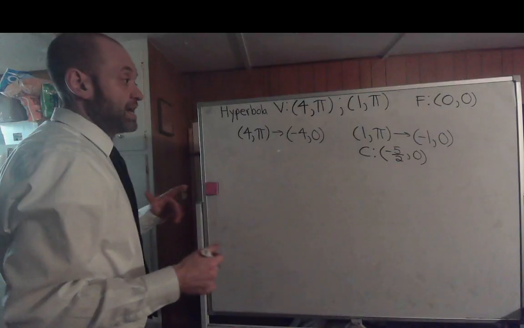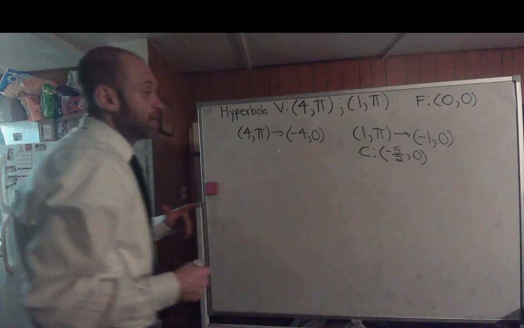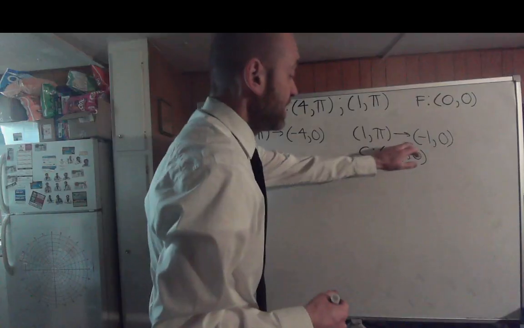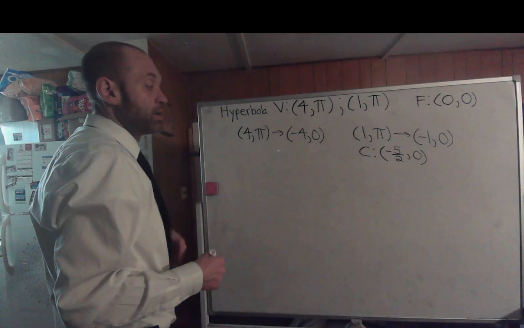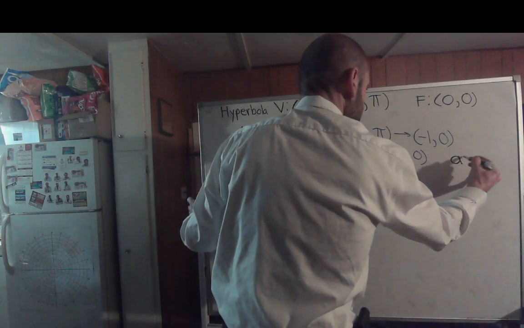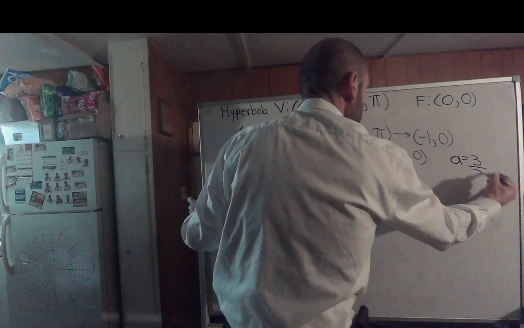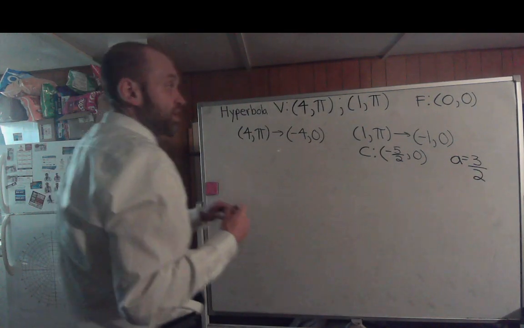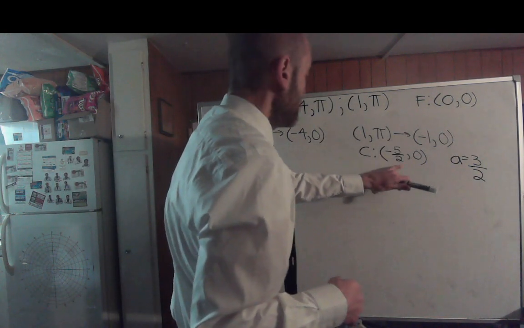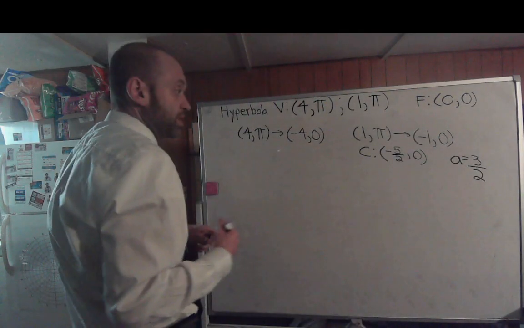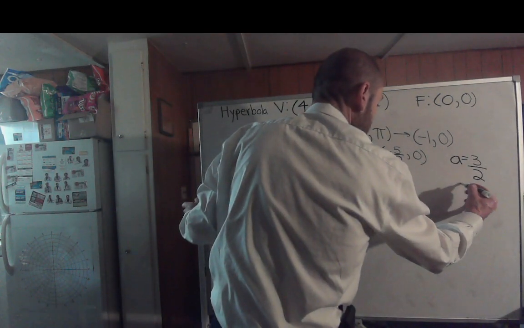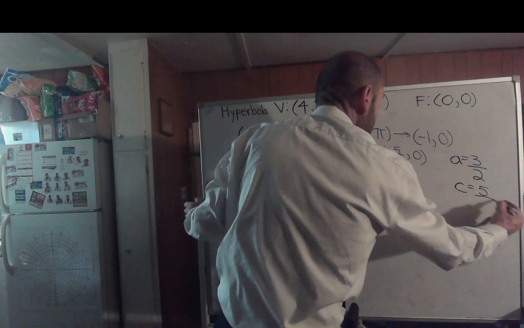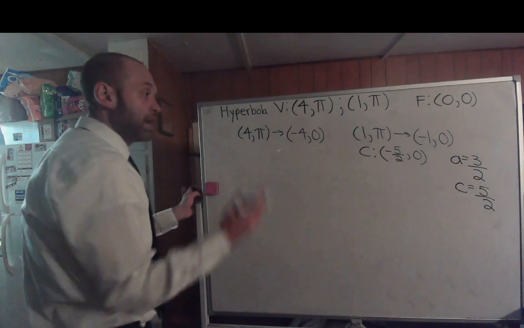We can find A and C. If you want to go from negative 5/2 to negative 1, that A would be a distance of 3/2. And then your focus is at 0, 0. If you go from negative 5/2 to 0, 0, that's a distance of 5/2 for your C. Now we have A and C.